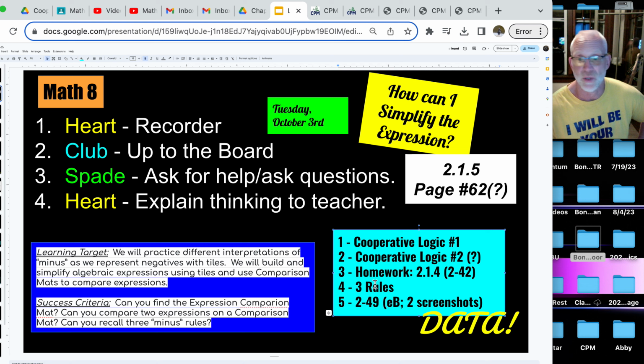Sound good? So to recap, what did we do? We came in, we played some bells, we did some cooperative logic, and then we worked on our homework from yesterday. And then we discussed 3 rules, and then you had to send me 2 screenshots.